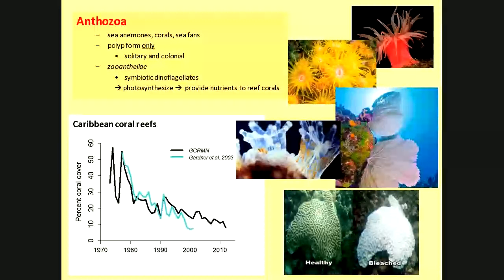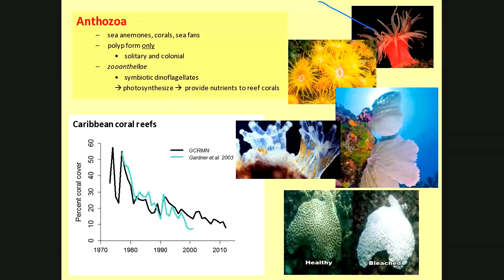Corals, sea fans, sea anemones, the other type of cnidarians are called anthozoans, right? And they only have the polyp form, although this polyp can live solitary like this sea anemone does by itself, or colonial. That's what corals are. A coral reef is a bunch of little coral animals living together. Each one of those has its little tentacles for gathering prey, and each one of them makes a calcium carbonate home around itself.